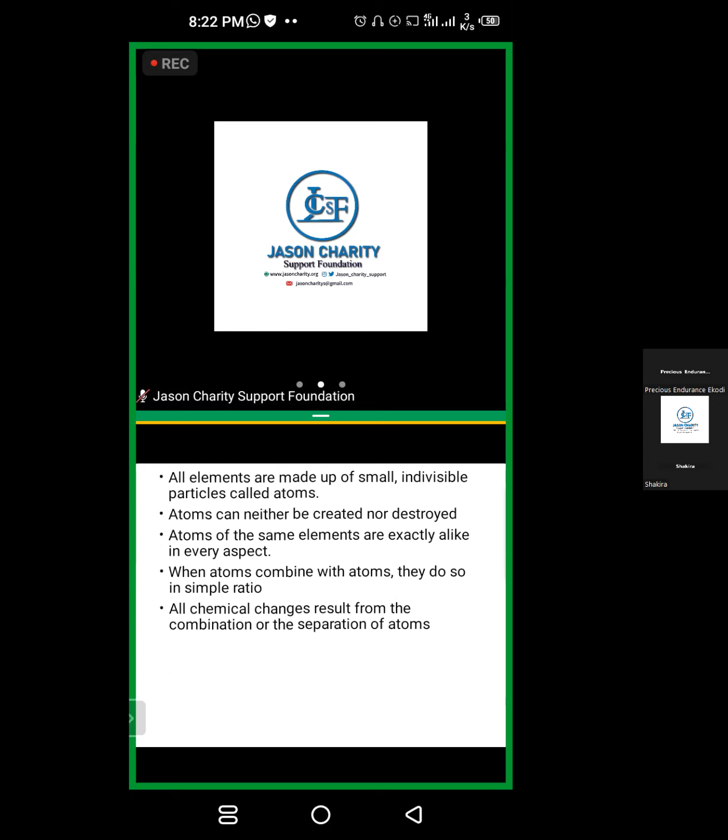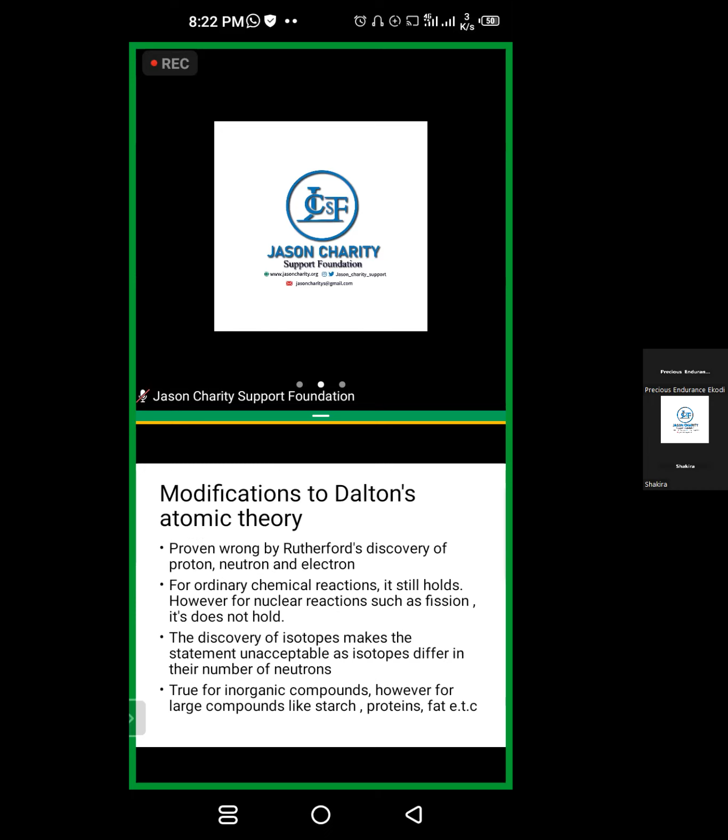Atoms of the same element are exactly alike. Well, that was correct until when they found out what we call isotopes. So isotopy is the ability of an element to exist in different states, having the same atomic number, but different mass numbers. Say, for example, carbon. Carbon has atomic number of 6, but it can also have a mass number of 12 and a mass number of 14. So this is the same carbon, but now having different isotopes which possess different mass numbers.